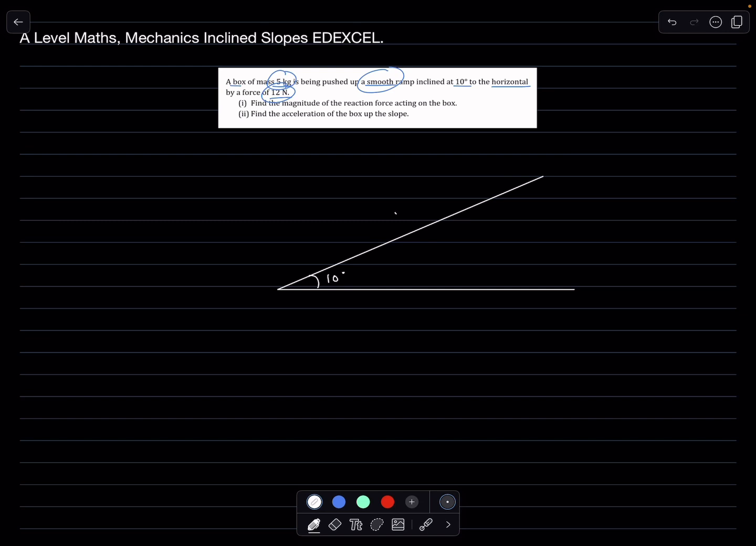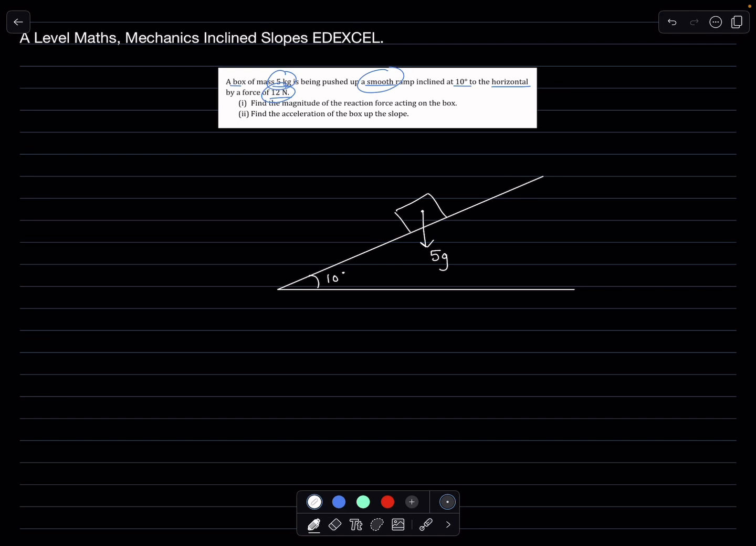Let's draw our box. We know our box is 5 kilograms. However, because we're going to be resolving forces, we consider the weight component of the box. So that's gonna be 5g, because weight is equal to mass times gravity, where g will have a value of 9.8, and that's according to the Edexcel specification.